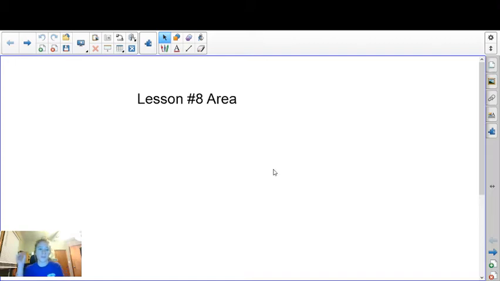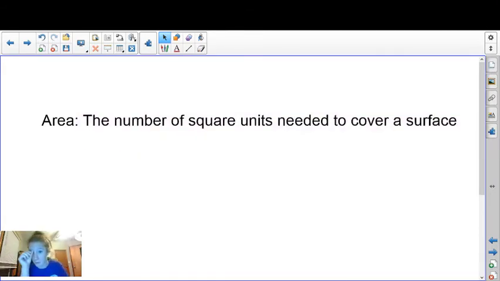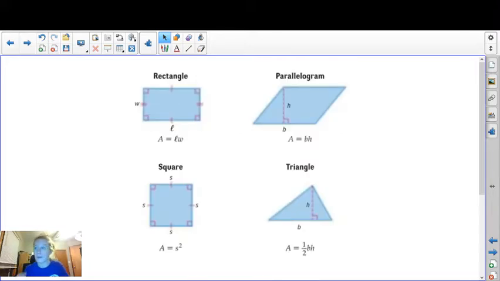All right, ladies and gentlemen, today we're going to talk about lesson number 8, area. Woohoo! So what is area? Area is the number of square units needed to cover a surface. So we've seen kind of these formulas before. Go ahead and write those.